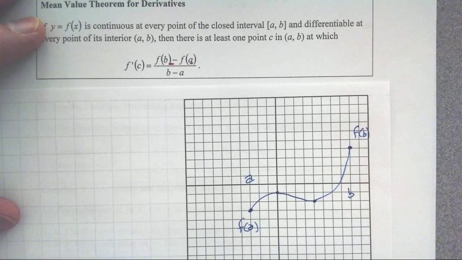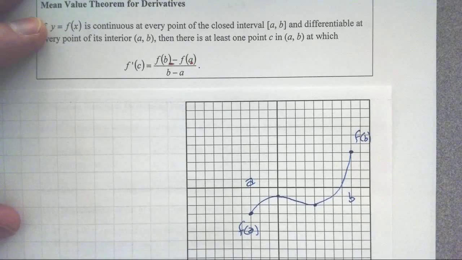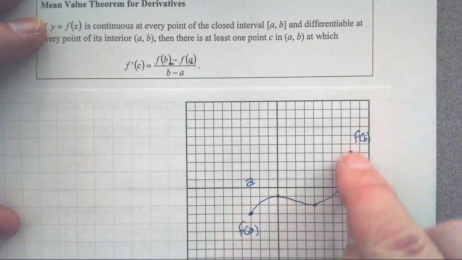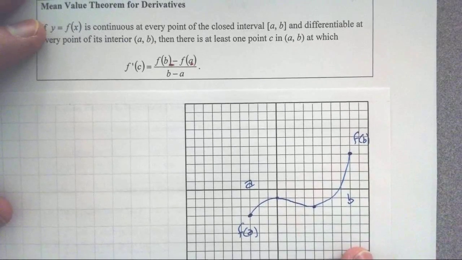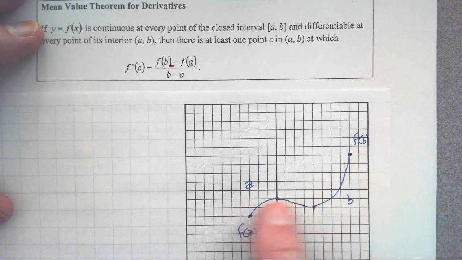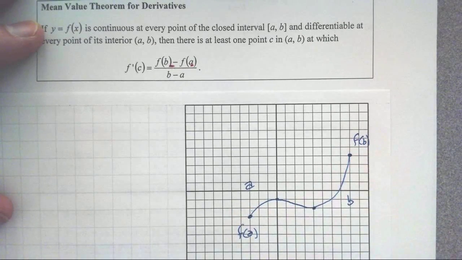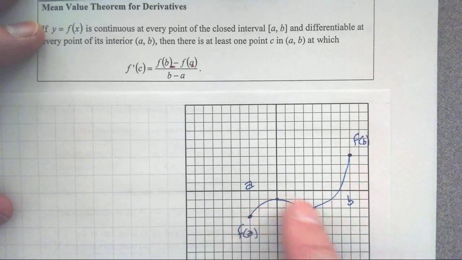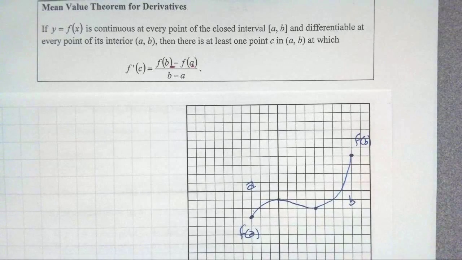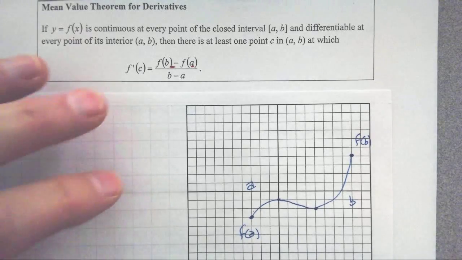So here I've got just some arbitrary function. It is most clearly closed from a to b. It's also most clearly continuous. Didn't lift the pencil, and appears as though every point is differentiable. We've got a smooth curve along the way, provided I drew it well. Therefore, for the mean value theorem, the hypothesis is satisfied. But let's take a look at what this says.